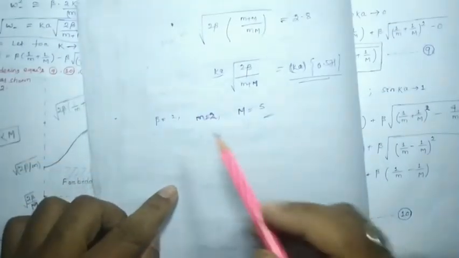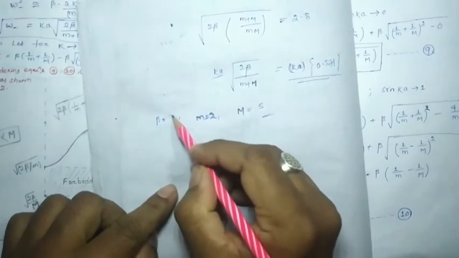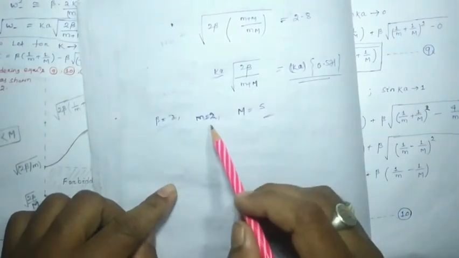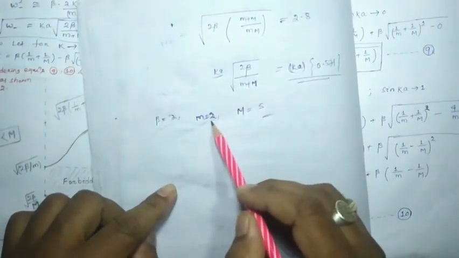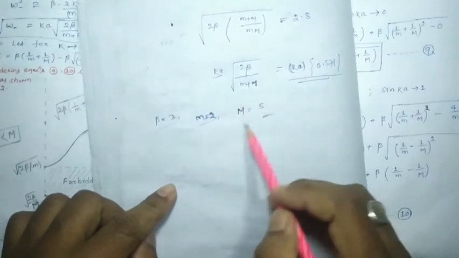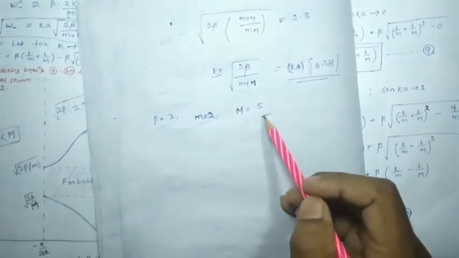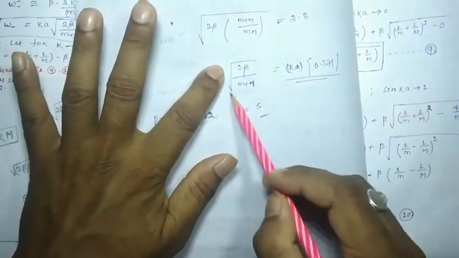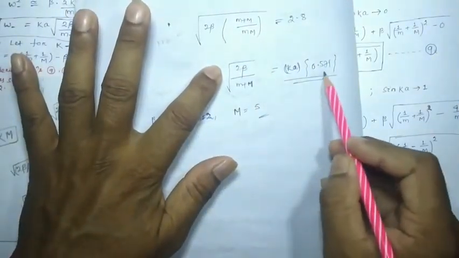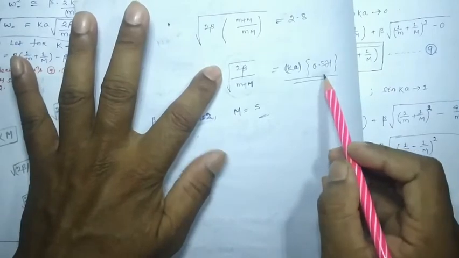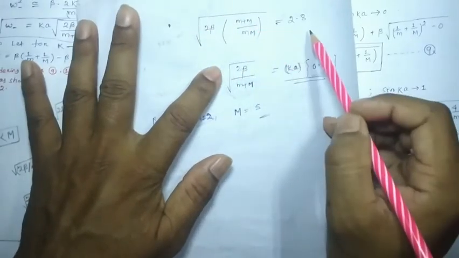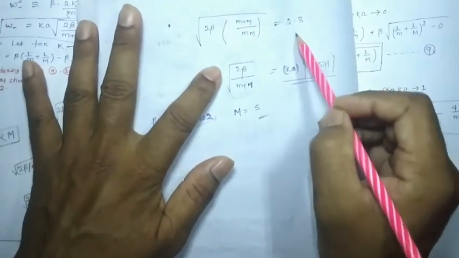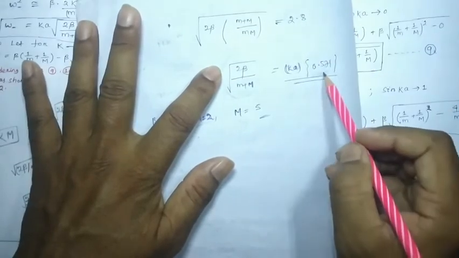So b is the force constant. Force constant you can take as 2, and suppose the small mass is taken as 2 and the larger or heavier mass you can take as 5. If you calculate this value, you get around 0.57, and if you calculate this one, you get 2.8. So here 2.8 is larger than 0.57.